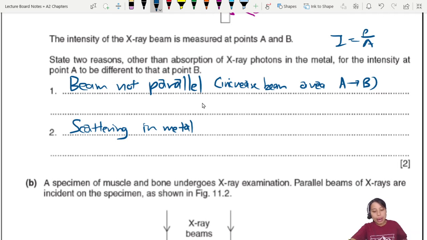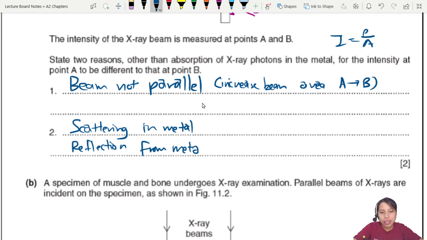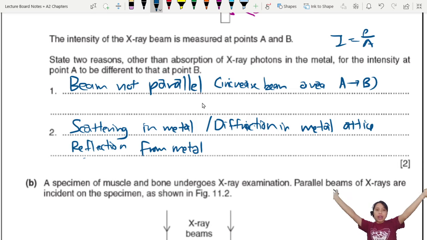You could also talk about the idea of reflection from the metal. Once it hits the metal, it bounces back out. It happens once in a while. And lastly, you can talk about diffraction. Inside the metal, it's kind of like scattering also, a little bit related but not entirely the same. So you can talk about diffraction in the metal lattice because there's a whole bunch of atoms inside. Sometimes it will diffract and spread out because it's a wave.